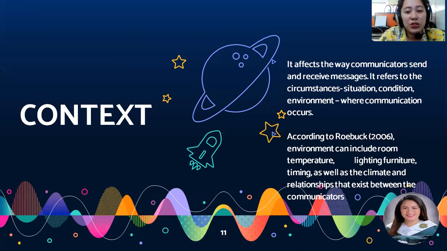So the temperature will matter. I guess communication will be more effective if the room is well ventilated, unlike when they are sweating while communicating. And then the lighting and furniture: are the furnitures not implying a scary environment? Then timing, as well as the climate, and again the relationship. If you have observed, you communicate differently to your peers and to the professionals.